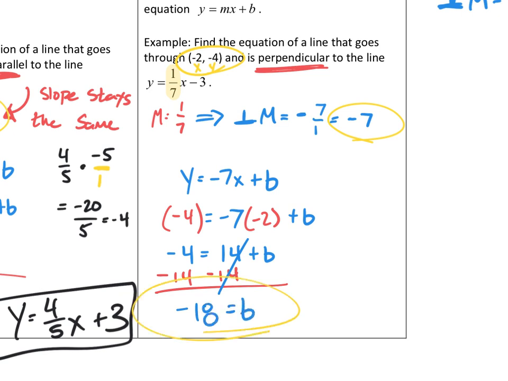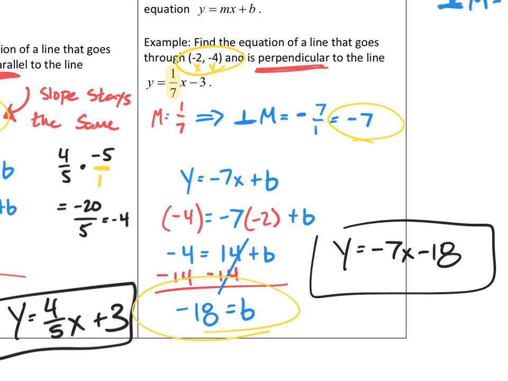So now I have my b value and I have my m value from earlier. So y will equal negative 7x minus 18. Questions?